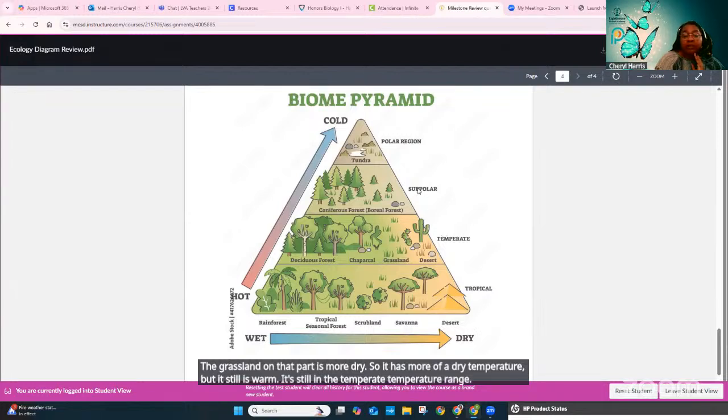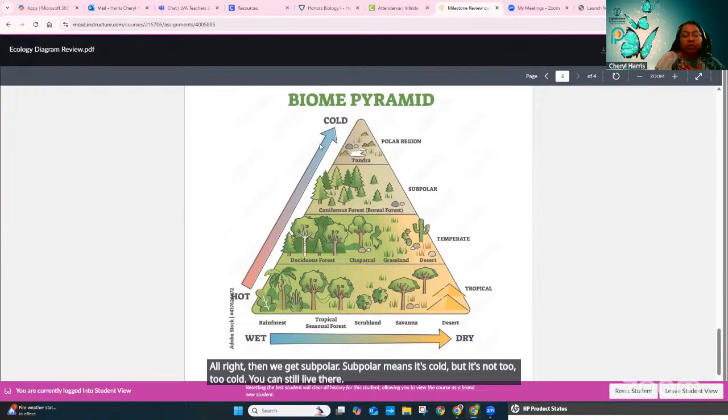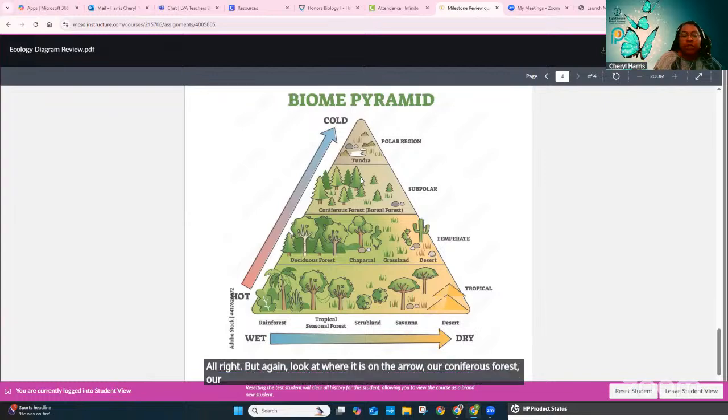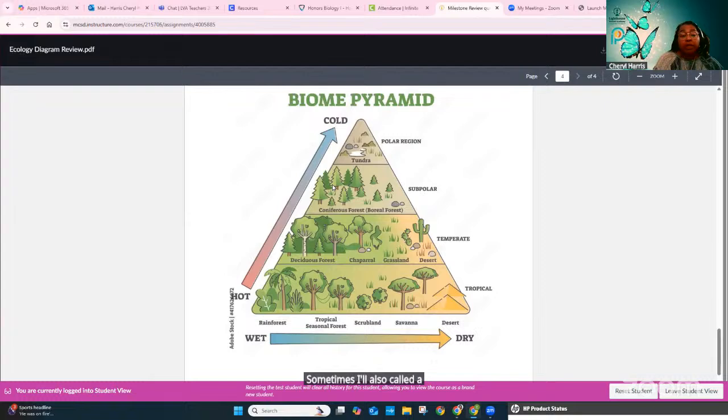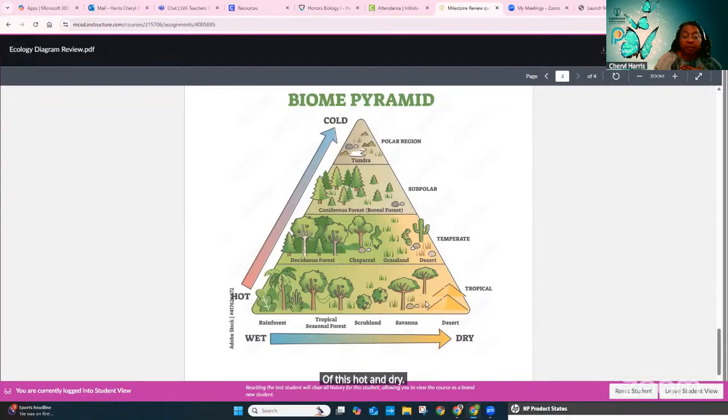All right, then we get subpolar. Subpolar means it's cold, but it's not too cold. You can still live there. But again, look at where it is on the arrow. Our coniferous forests, our Christmas trees, sometimes also called the boreal forest, are on the colder end of the spectrum, and they're kind of in the middle of this hot and dry arrow at the bottom. So that's how you would look at that.